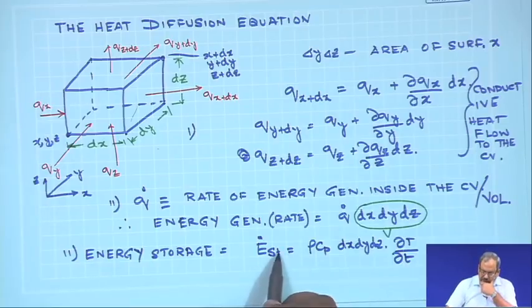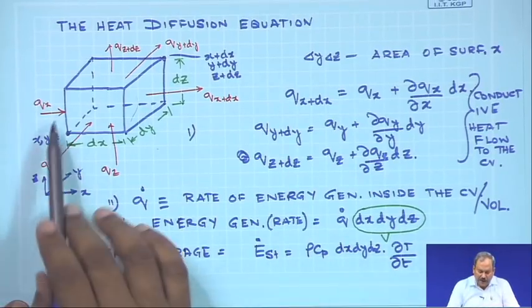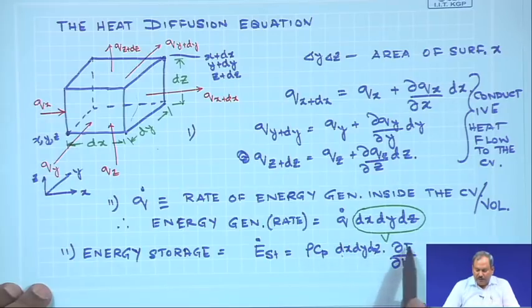So, this gives me the energy storage, the change in energy inside the control volume as a result of conduction would simply be equal to m Cp delta T. And if I try to find out the rate of energy storage inside it, then it is simply going to be rho Cp multiplied by the volume multiplied by del T over del t.